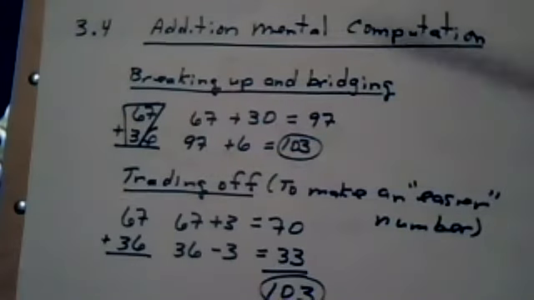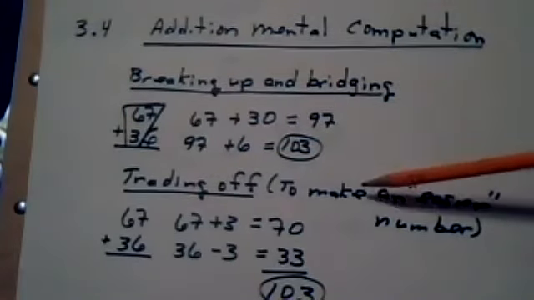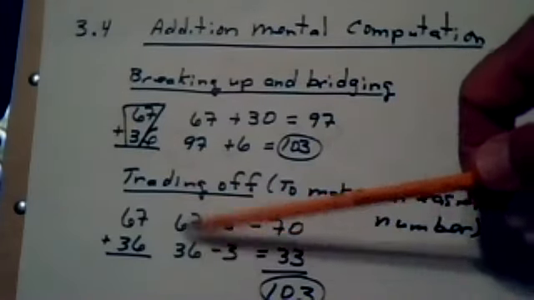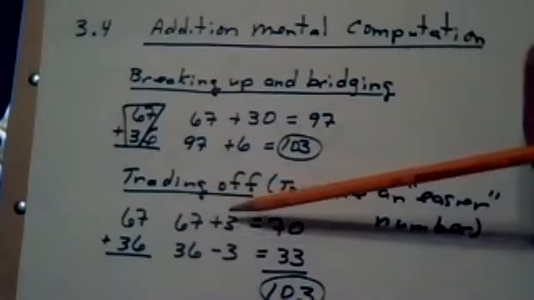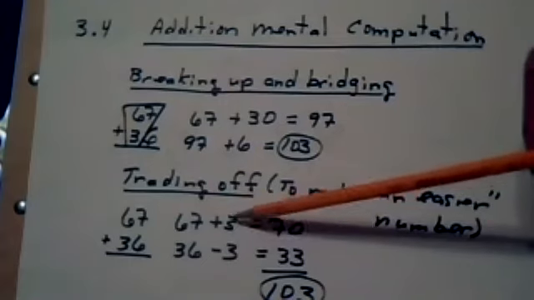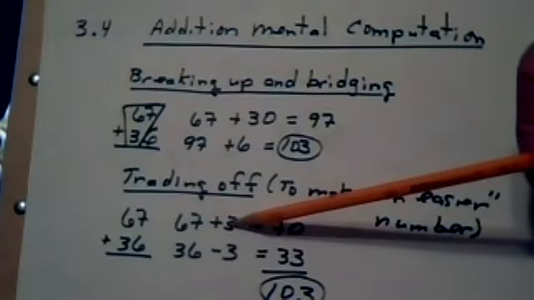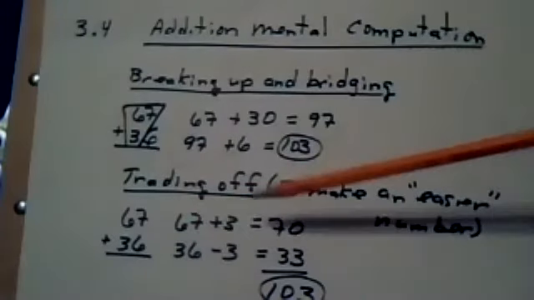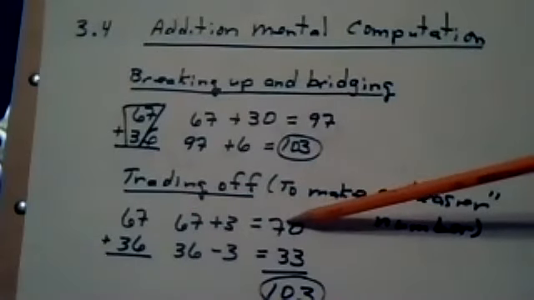Trading off is also to make the problem easier. So notice the 67 and the 36 are what they gave us. But I'm going to add a 3 to the first one and subtract the 3. How did I choose the 3? Because it's convenient that I would add 3 to the 67 so I could turn it into a 70, which is an easier number to work with.